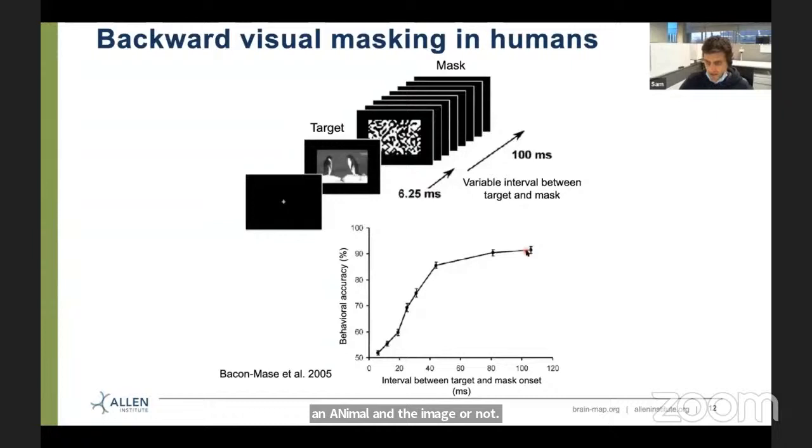For the shortest interval between the target and mask, performance is barely above the chance level of 50%, and subjectively, the target image is not visible. There are a variety of models that attempt to explain how a mask presented after the target retroactively makes the target invisible, but these models are difficult to test mechanistically in humans. To fill this gap, we developed a task for mice that we hoped would induce backward visual masking.